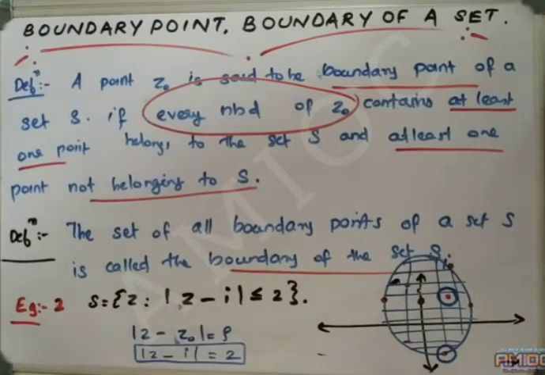Hence, in the collection of boundary points, which sets come? All the points on the circle |z - i| = 2. These are the boundary points, and the boundary of the set is given by |z - i| = 2. Now we can look at one more example.